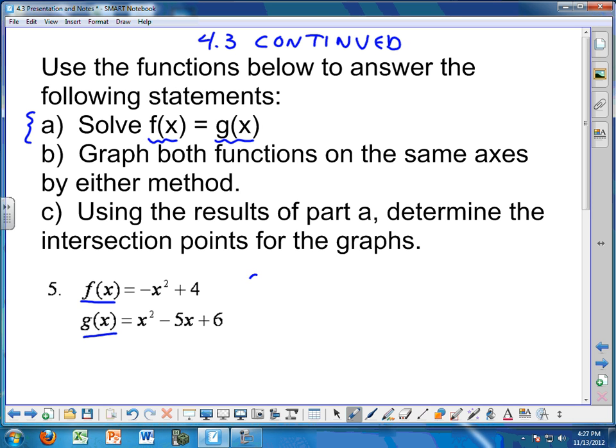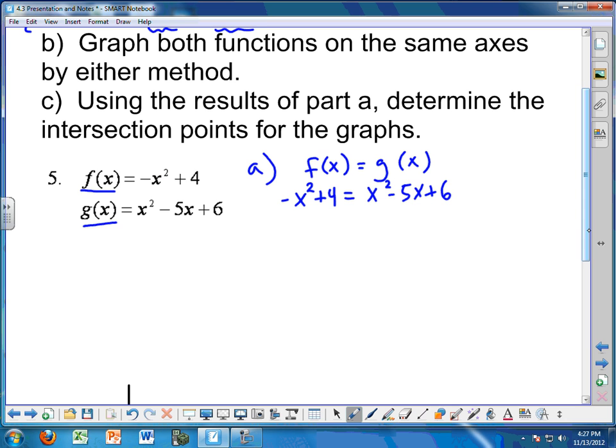So the first thing I'm going to do with part A is just simply take f of x and set it equal to g of x. In this case, I end up with negative x squared plus 4 equals 2x squared minus 5x plus 6. What we're doing is finding the x values in these functions where the y values are the same. So notice that f of x and g of x are equal, so we're going to test this out by setting this equal to 0, getting 2x squared on the right-hand side, minus 5x, and then subtracting the 4 gives us plus 2.